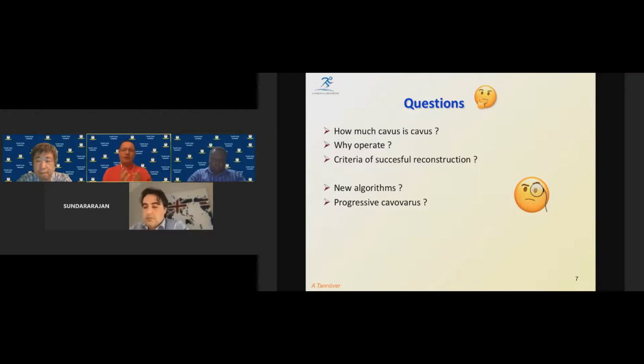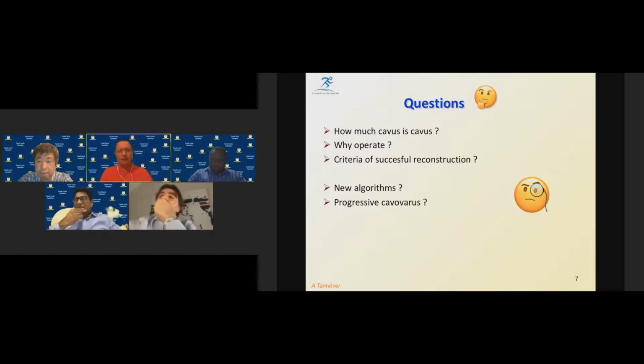Thinking about cavovarus deformity, I always get into mind comparing it with progressive collapsing foot deformity or adult acquired flatfoot. As you know, flatfoot has a very well-defined algorithm, not a perfect classification, but with modifiers to the deformities. Looking at the cavovarus deformity, do we have a really good classification? I don't think we have.